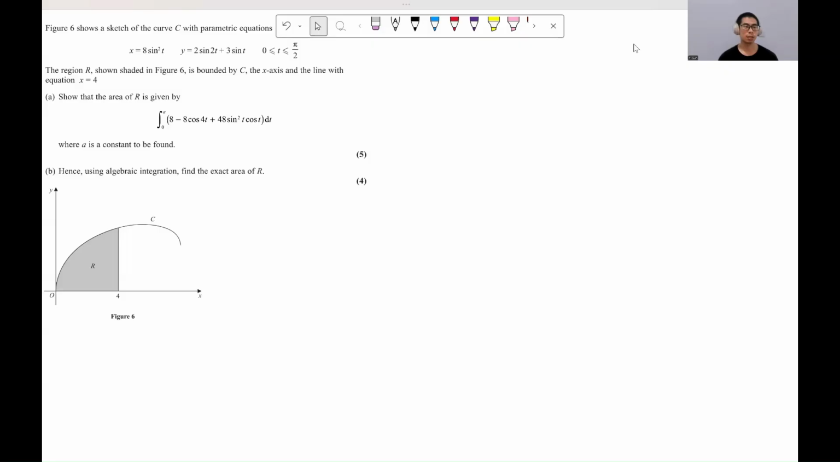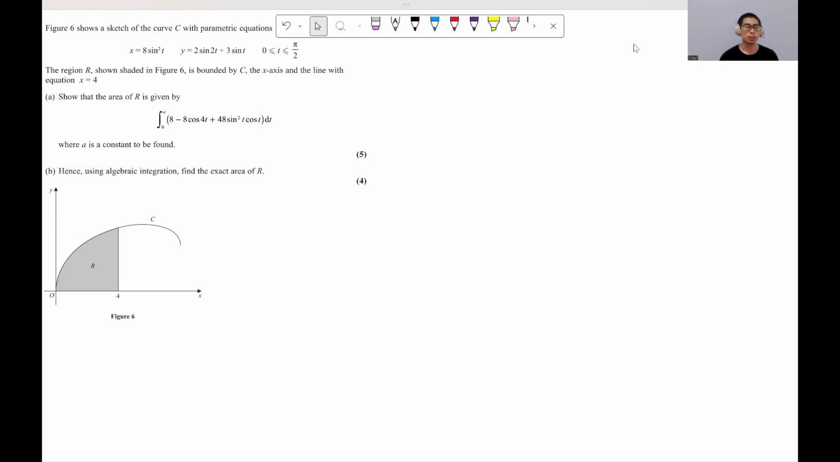Question 16. Figure 6 shows a sketch of the curve C with parametric equations x equals 8 sine squared t and y equals 2 sine 2t plus 3 sine t, where t is between 0 and pi over 2. The region R, shown shaded in Figure 6, is bounded by C, the x-axis, and the line with equation x equals 4. They want us to show that the area of R is given by this integral.